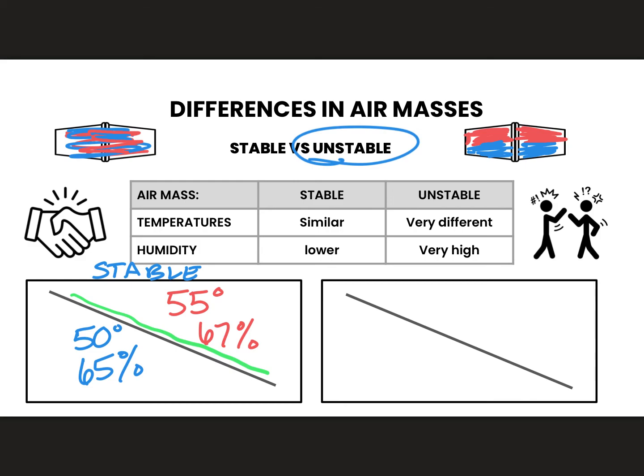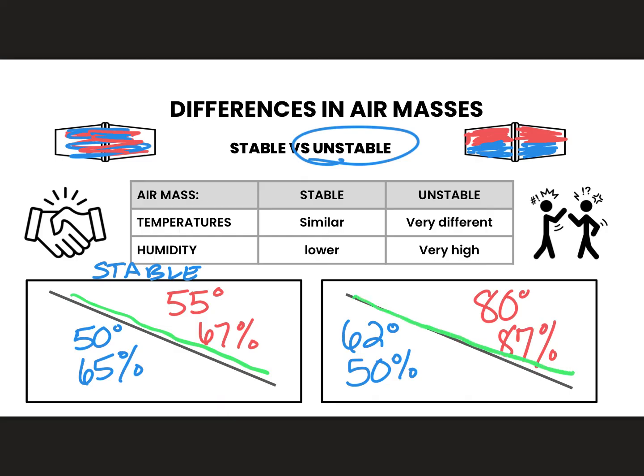On the other hand, let's say on the cold side you have 62 degrees Fahrenheit and your humidity is 50%, but on the opposite side of that, your temperature is 80 degrees and you have a percent of humidity at 87%. Now you can see this is much greater difference, and therefore as the front moves through, the air masses are going to act more like the people fighting, and they are going to give you more severe weather.